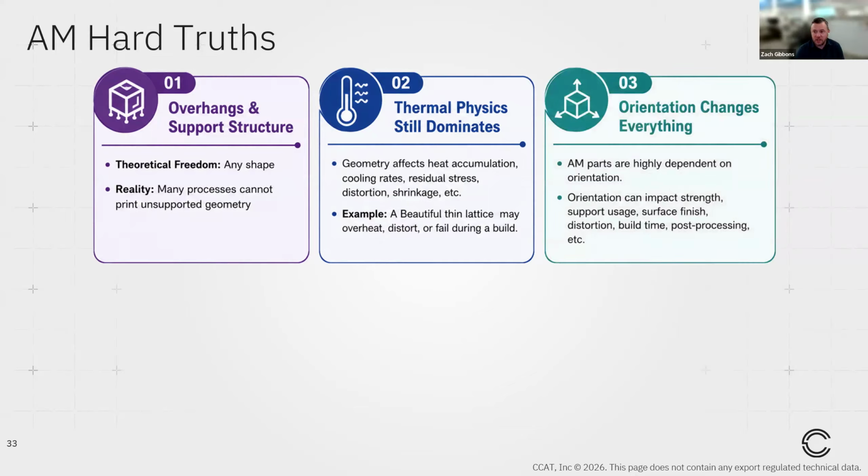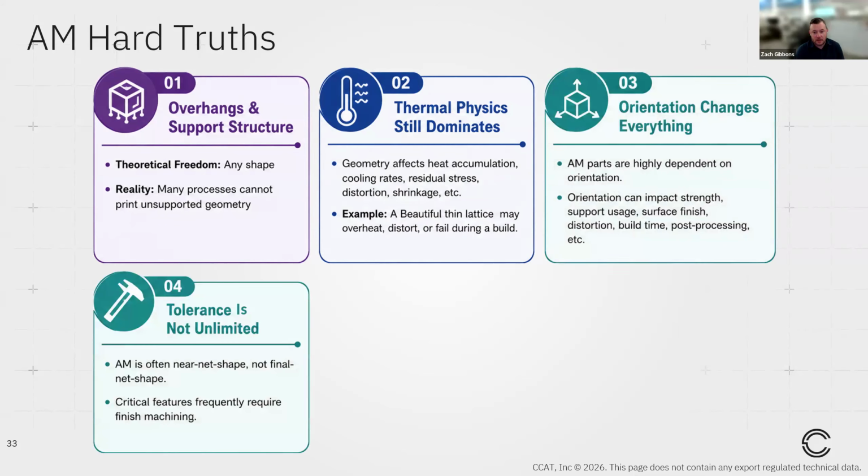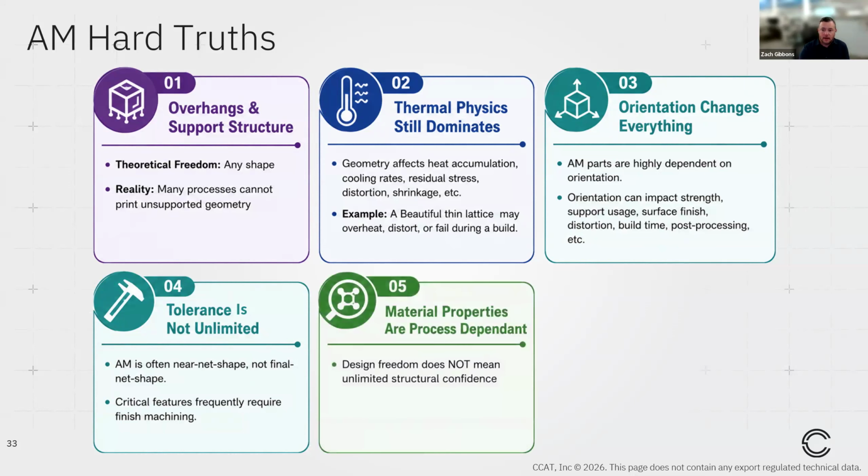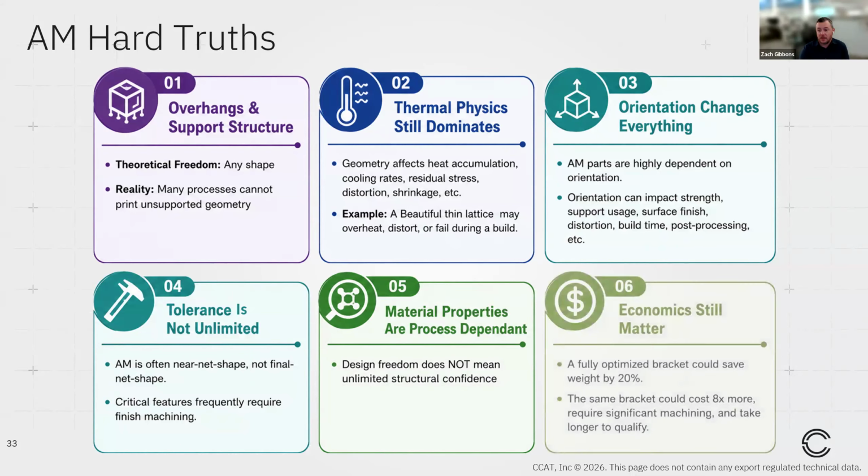I mentioned the directional material properties. Tolerance is not unlimited, right? So in AM, we're often printing what we call near net shape, not final shape. And that is where that post-processing comes in. If I have very tight tolerances I need to hit on a geometry, I might intentionally add material to it in the print with the goal of machining that back down to its tight tolerance dimension after the fact, right? Material properties are process dependent, from one additive process to the next, even in the same material. I can't necessarily assume that the properties of that material are going to remain the same.